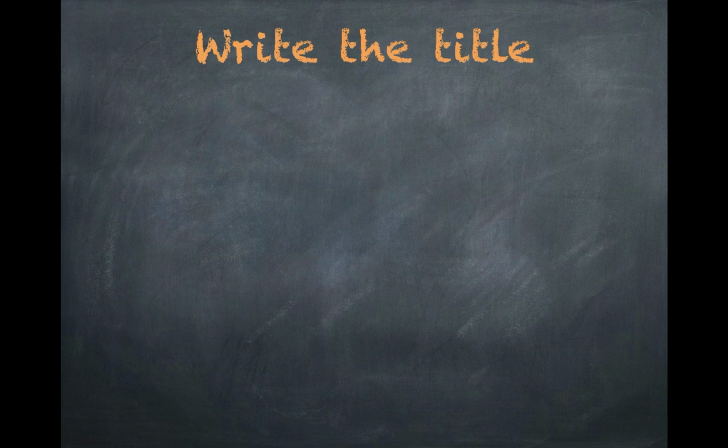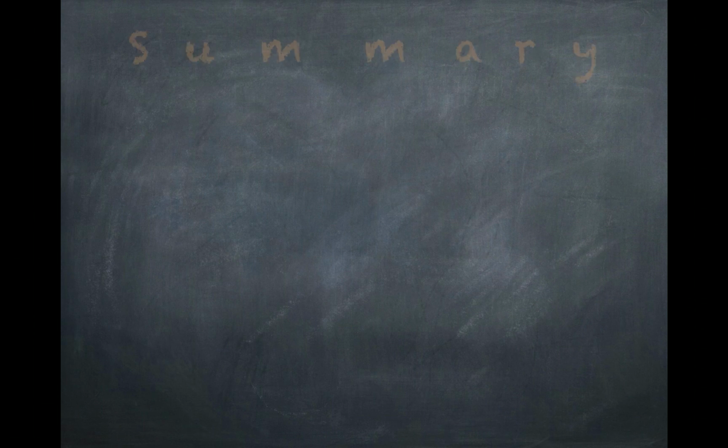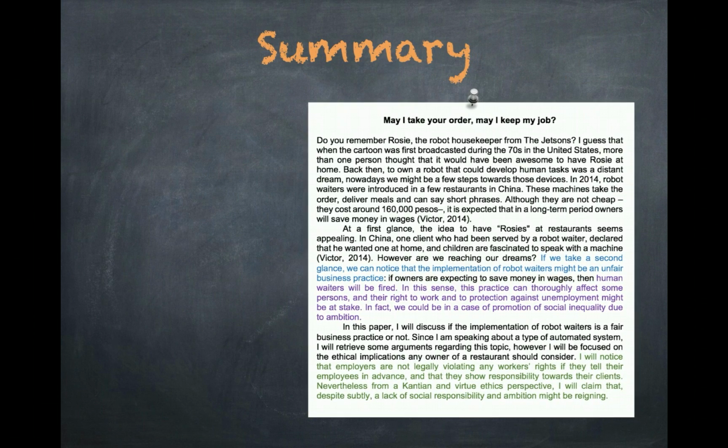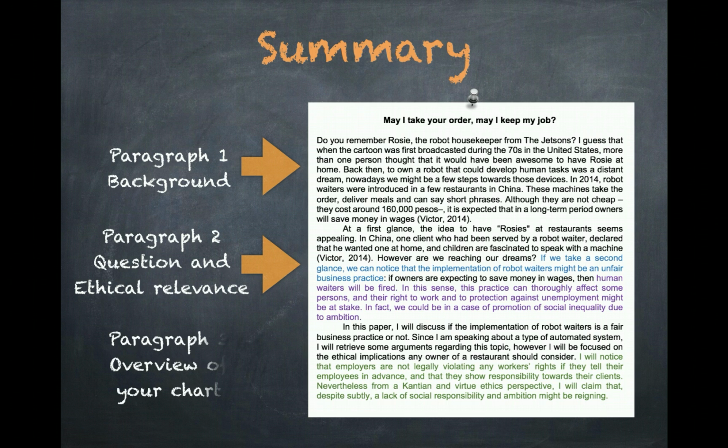We are almost done. The final step is to write the title at the top. And that's it. So, here is the summary of what you have done. In the first paragraph, you told us your background in a creative way. In the second paragraph, you stated your question and the ethical relevance. Finally, the third paragraph is an overview of your chart.